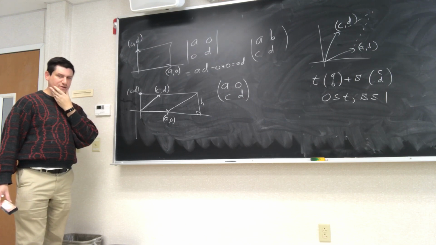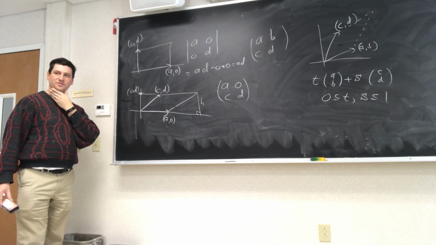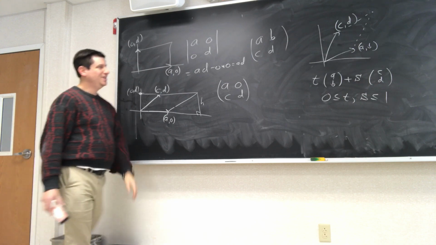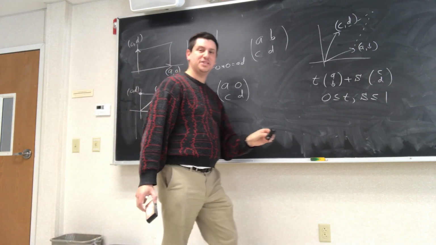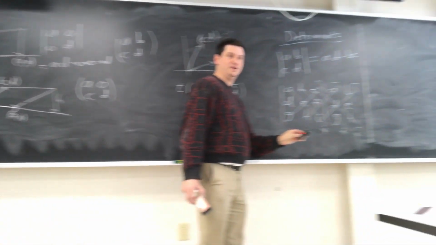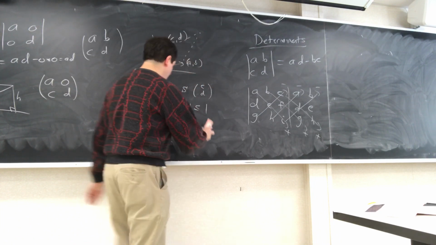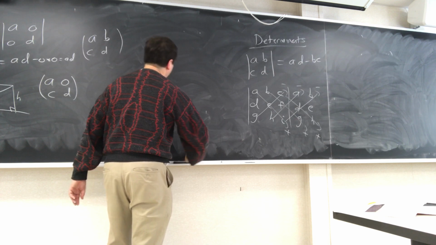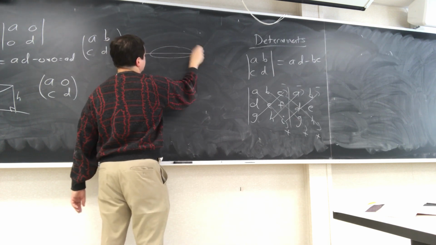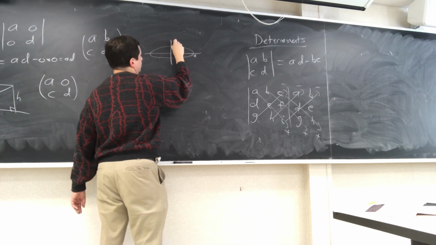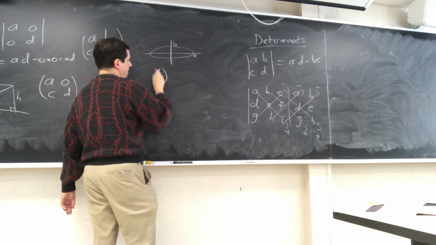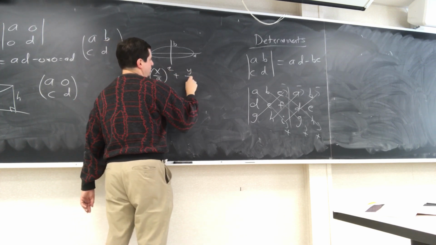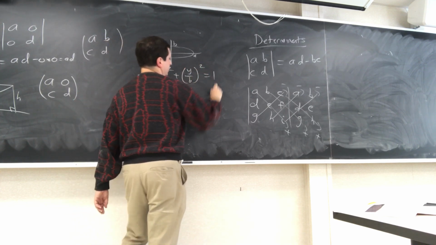How many of you have seen formulas for ellipses? Yes. The conic sections are the most forgotten part of, I think, high school algebra, where you can write down the equation of an ellipse. If I give you an ellipse like this, and this is A, this is B, it's (x over A) squared plus (y over B) squared equals 1.